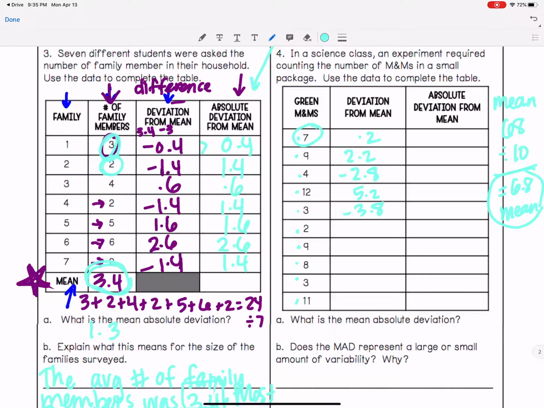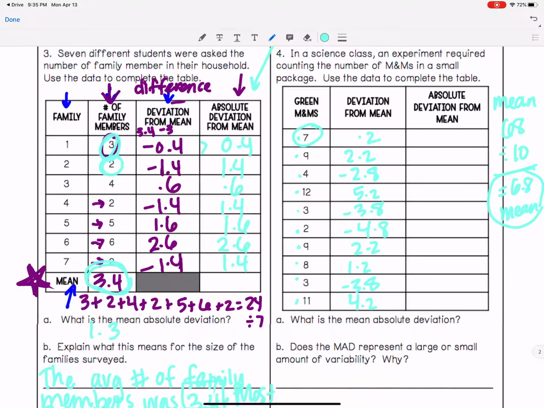If I went from 6.8 to 2, no, we haven't done that one. If I went from 6.8 to 2, I would have to subtract 4.8. If I went from 6.8 to 9, looks like we already did that one, 2.2. From 6.8 to 8, I would have to add 1.2. To go from 6.8 to 3, I would have to subtract 3.8. And to go from 6.8 to 11, I would have to add 4.2.